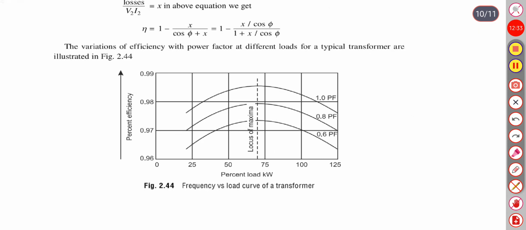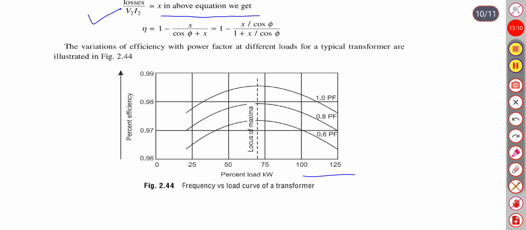If we put losses upon V2 I2 equal to X in the equation, we will get the efficiency as 1 minus X upon cos phi plus X. So it will become 1 minus X upon cos phi divided by 1 plus X upon cos phi. The variation of efficiency with power factor at different loads for a typical transformer is illustrated in this figure.